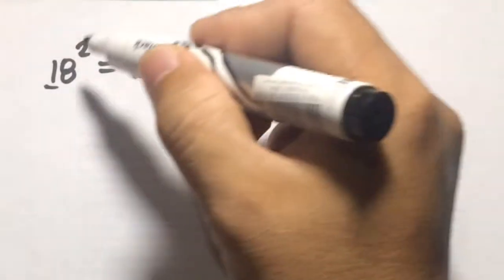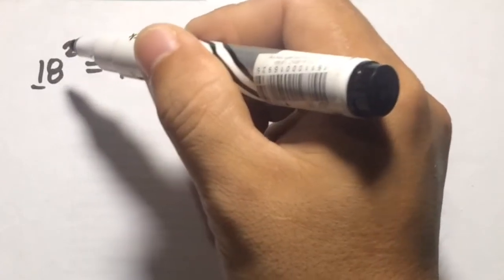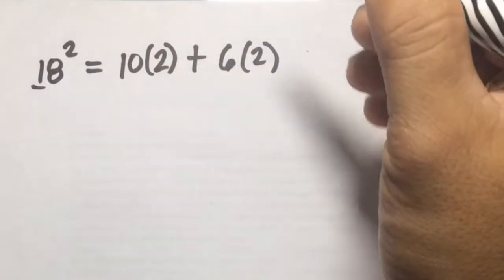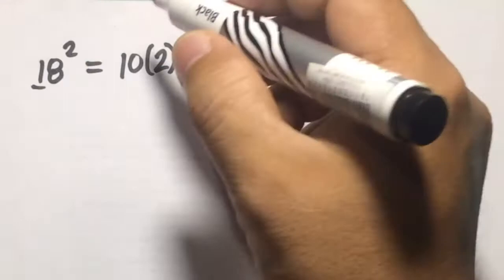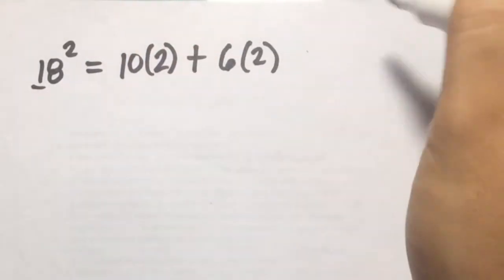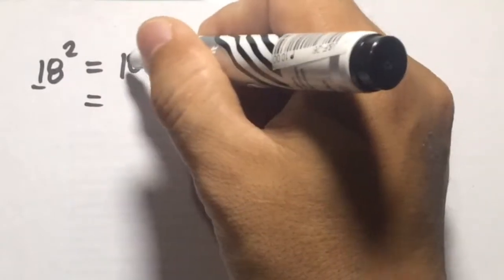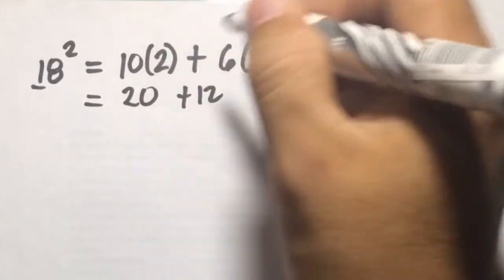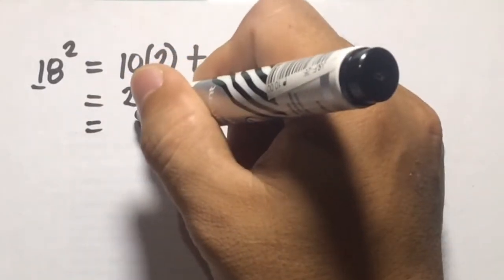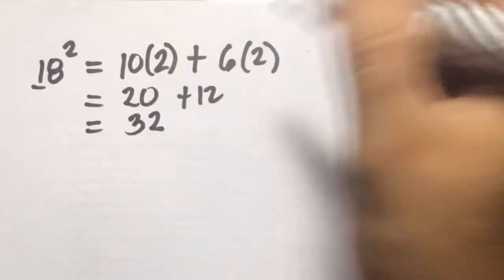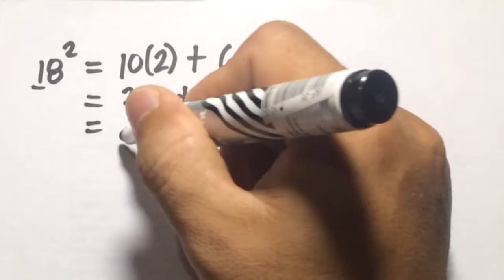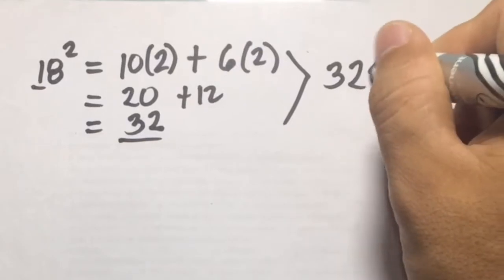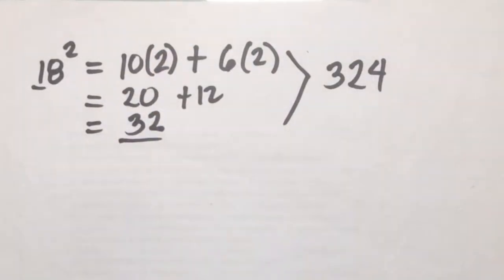Then the last digit will be 4, because all the numbers ending in 8, if we square that number, will end in 4. So again, this is the first digits, then the last digit will be 4. So 10 times 2 is 20. Then 6 times 2 is 12. So 20 plus 12 is 32. So first digits will be 32, and your answer will be 324. So 18 squared is 324.